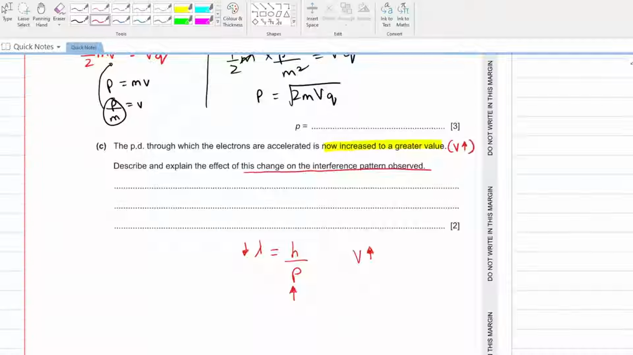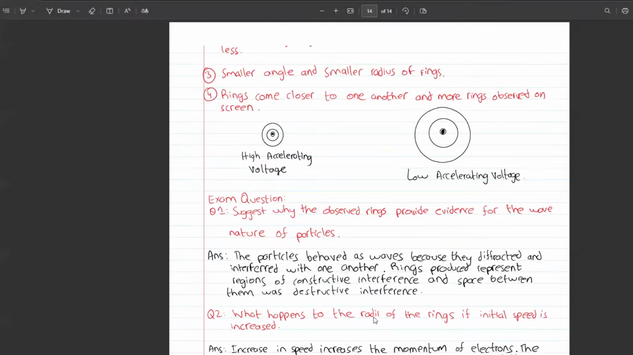Beta, I taught this in the notes as well. I don't know how many of you remember. I have very little hope that you will remember. Let me show you where this was. If you increase the voltage, higher accelerating voltage, your fringes get closer. The rings come close. So you can write this answer here.